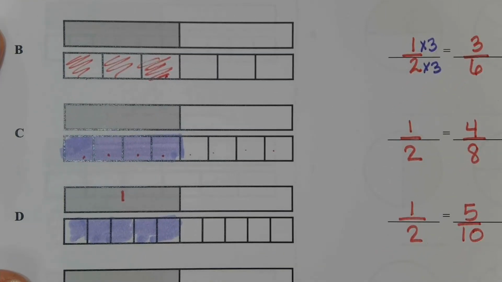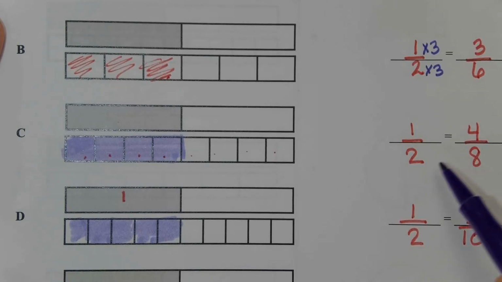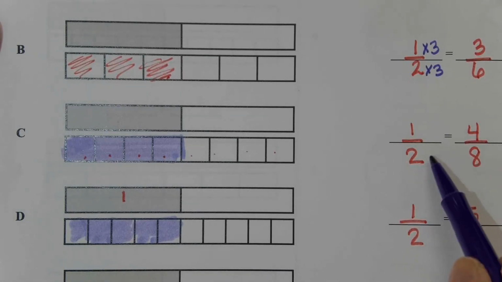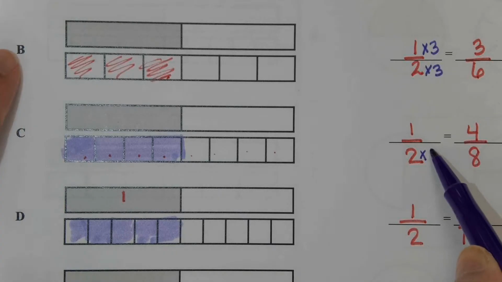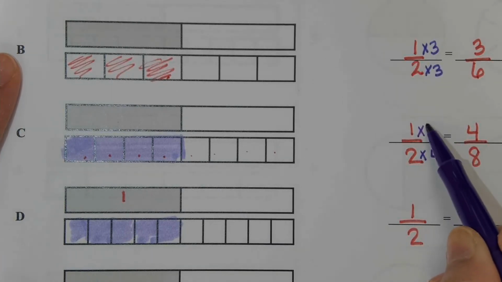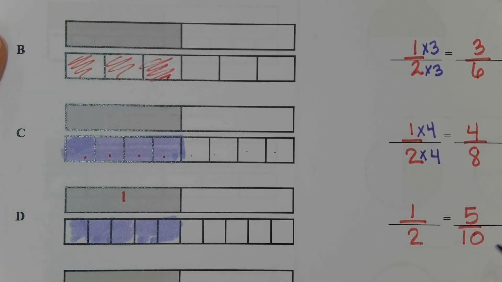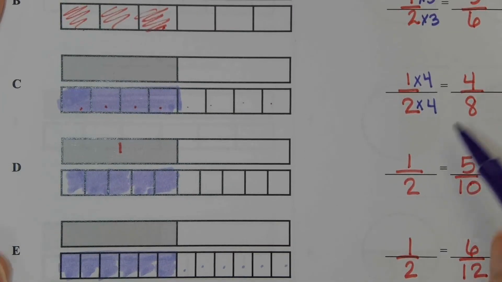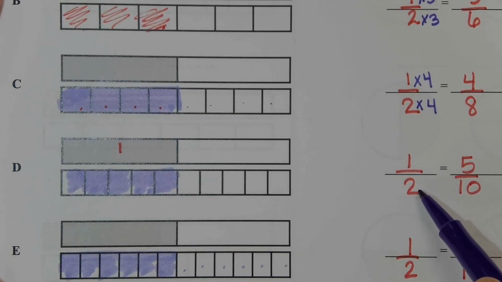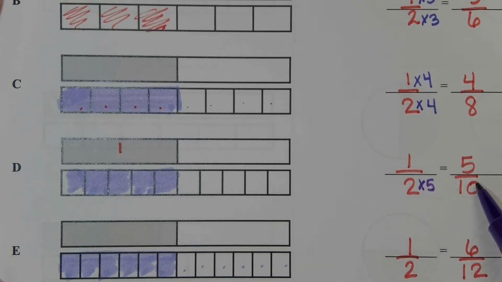Okay, so let's look at letter C. Again, look at the denominator of the two fractions. What factor times 2 will give us a product of 8? So 2 times 4 equals 8. 1 times 4 equals 4. 1/2 times 4/4 equals 4/8. Let's look at letter D. Our denominator is 2. What factor times 2 will give us a product of 10? 2 times 5 equals 10. 1 times 5 equals 5.